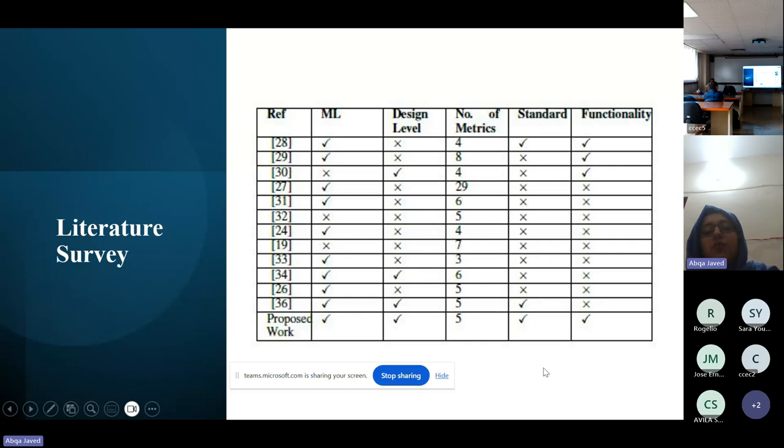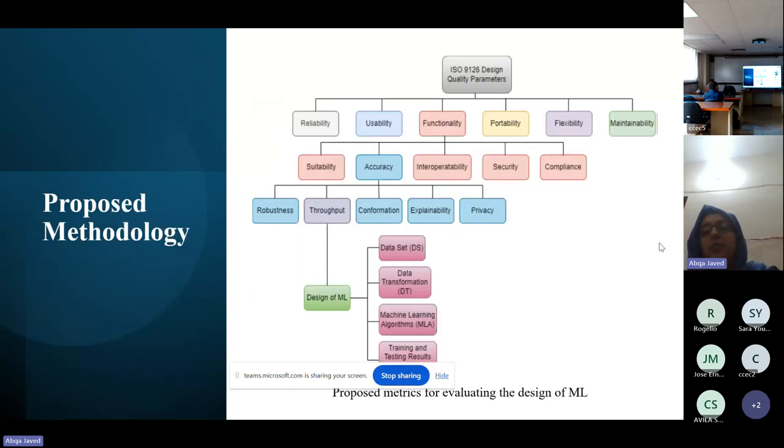Our proposed work is focused on design level machine learning models by using five metrics, having the standard of ISO 9126 with work on the functionality parameter. This is the proposed metrics for evaluating the design of machine learning. Here is the complete standard defined by ISO 9126 design quality parameters. We select from them the functionality parameter, and then we further categorize it into suitability, accuracy, interoperability, security, and compliance.